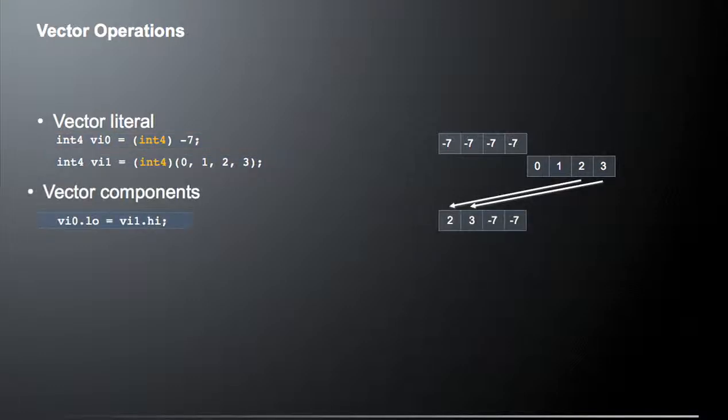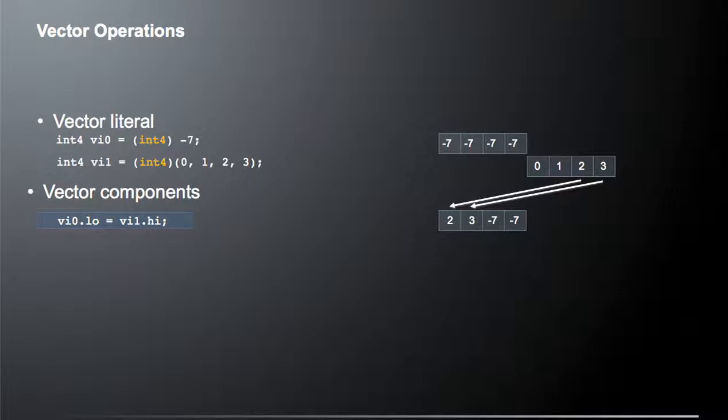So let's look at some of the things you can do with vectors. One of the nice things about vectors is that you can select their components. OpenCL has a very verbose set of vector component selects. I'm only going to go over a couple of them, and again, I would highly recommend going to the spec if you want to see some of the more advanced ones. In this case, we're going to say one vector's low component will be equal to another vector's high component.